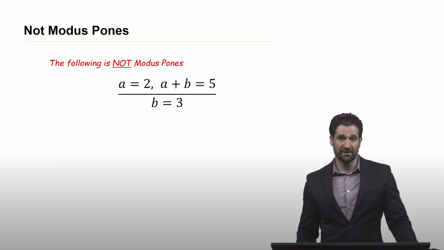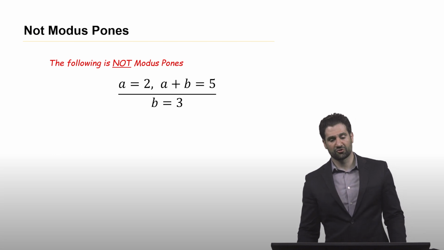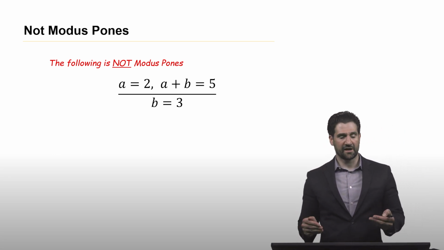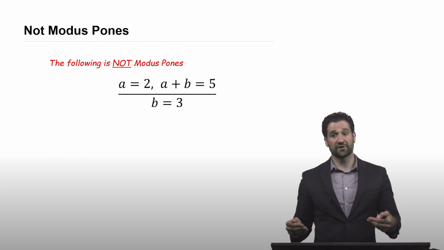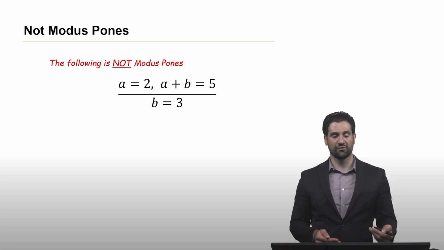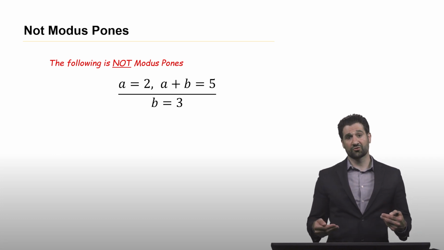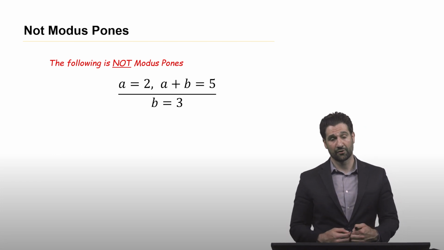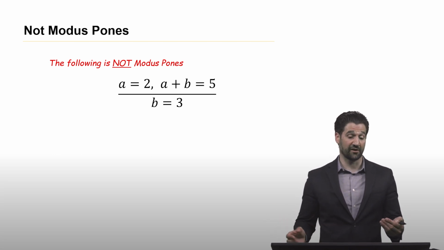Now the following is not modus ponens: we have A equals 2 and A plus B equals 5. These are two statements, but they are not being combined together using any kind of connector. So we have three statements that are potentially all different: A equals 2, A plus B equals 5, and B equals 3. Seeing this and thinking it's right, we only believe that because of our underlying knowledge of how arithmetic works. But from a purely logical perspective, this is not a valid proof rule.